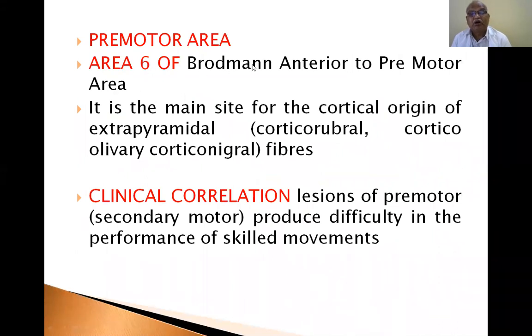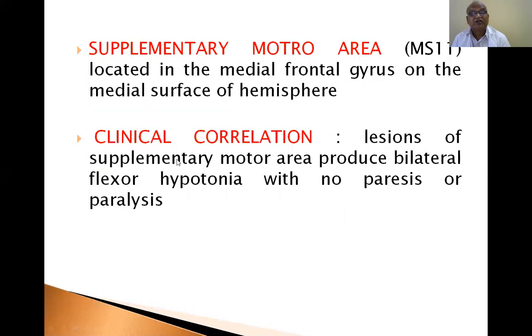Area number 6, the premotor area of Brodmann, is anterior to the motor area. It is the main site for the cortical origin of extrapyramidal, cortico-rubral, cortico-olivary, and cortico-reticular fibers. Clinical correlate: lesions of the premotor, secondary motor area produce difficulty in the performance of skilled movements. Supplementary motor area is located in the medial frontal gyrus and the medial surface of the hemisphere. Clinical correlation: lesions of the supplementary motor area produce bilateral flexor hypotonia with no paresis or paralysis.